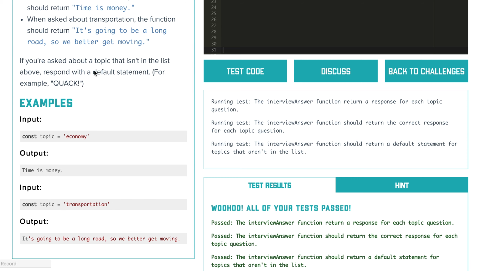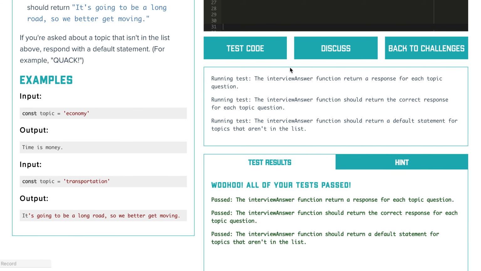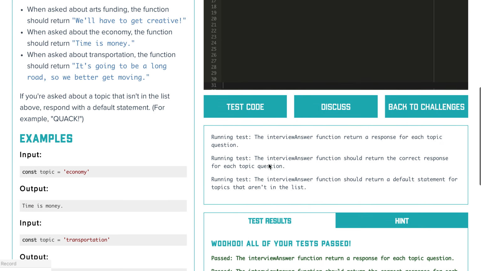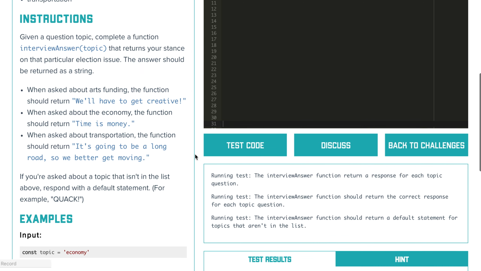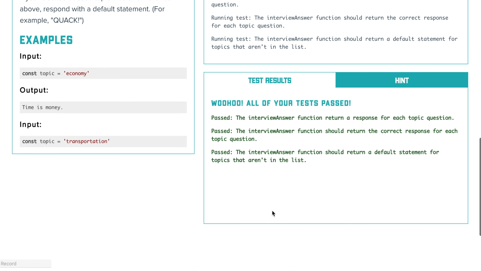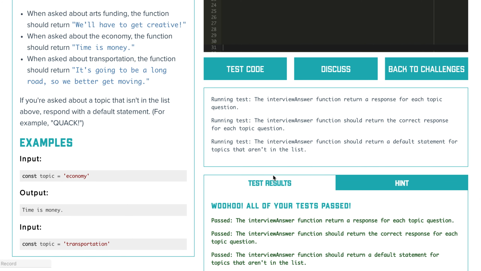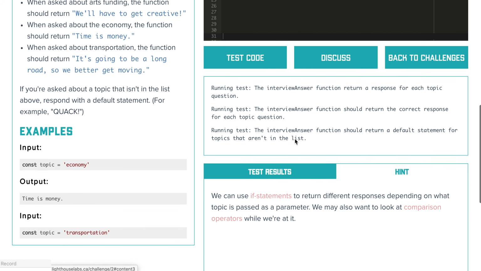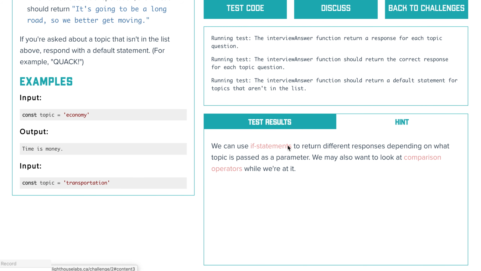one of the things that caught my eye was this. So I immediately thought that the code should be a switch statement. There's obviously if and else if as another option. If you go back, I don't think it shows it here anymore, but there is a hint. There we go. The hint shows if statements and then comparison operators.